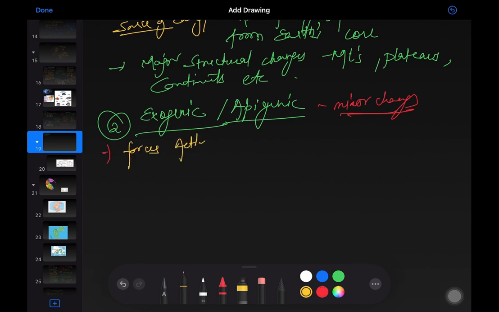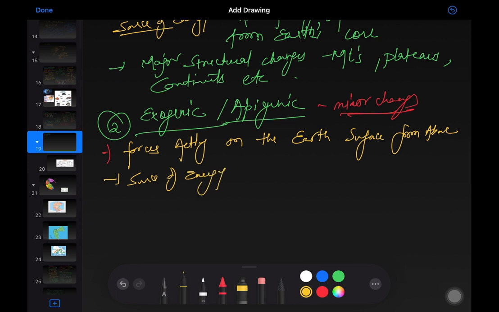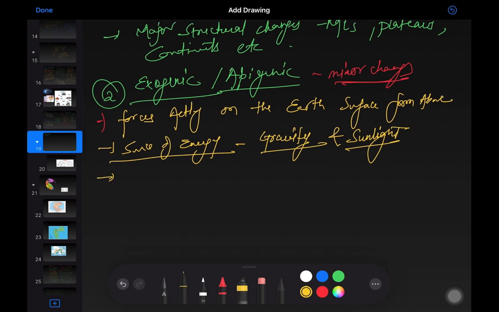Forces acting on the earth's surface from above the earth's surface. सोर्स ऑफ एनर्जी क्या होगा इसका. अर्थ के सारे मटेरियल्स पे एक तो ग्रेविटी लगती है. ग्रेविटी इज एक्टिंग ऑन एवरीथिंग ऑन द अर्थ. और दूसरा मेजर सोर्स ऑफ एनर्जी सनलाइट. ग्रेविटी एंड सनलाइट आर द सोर्स ऑफ एक्सोजेनिक प्रोसेस.